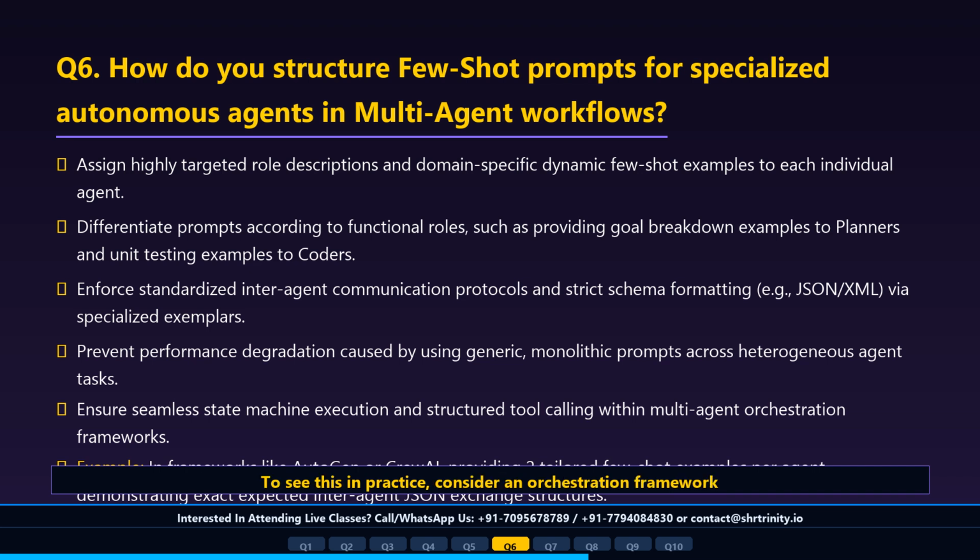To see this in practice, consider an orchestration framework like AutoGen or Claude AI. When the planner passes a task to the coder, both agents follow few-shot exemplars that dictate the exact JSON message keys for payload handoffs. This ensures reliable inter-agent message parsing and prevents state machine breakdown caused by generic prompts.